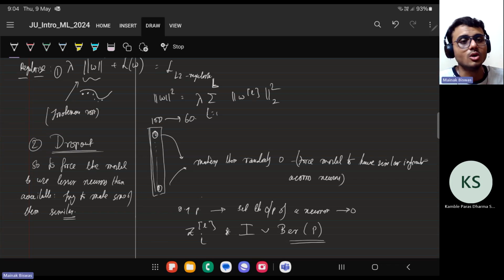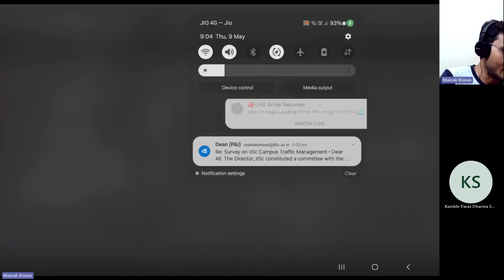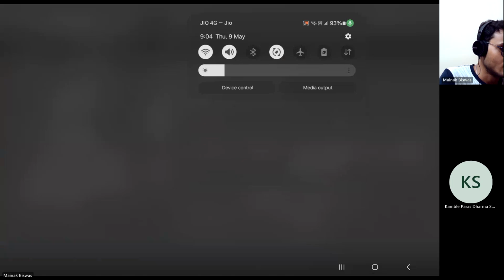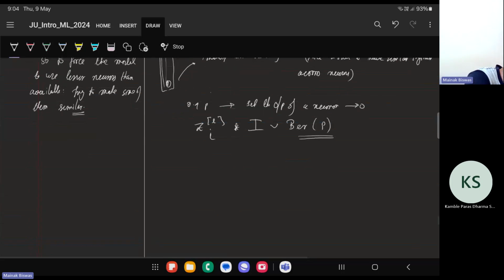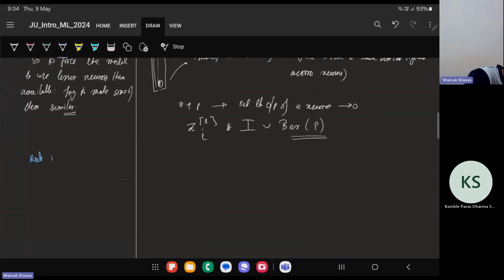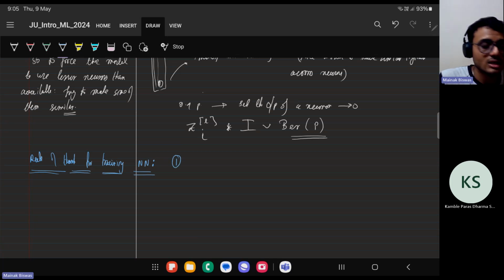Okay. So those are the two methods in which you can regularize. But just for training purposes, remember a rule of thumb for training neural networks. These are the rules of thumb that you need to remember while you're training a neural network. So what are the rules? Number one rule is to normalize the inputs, not the weights.